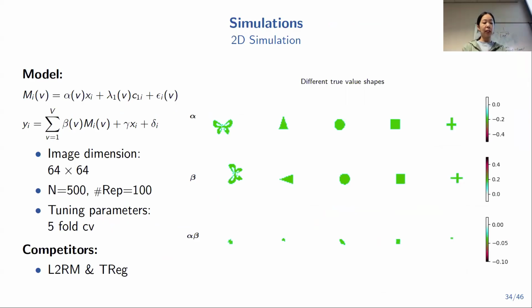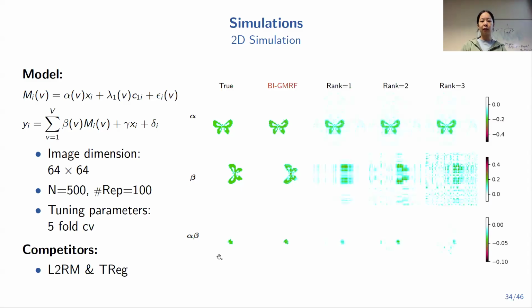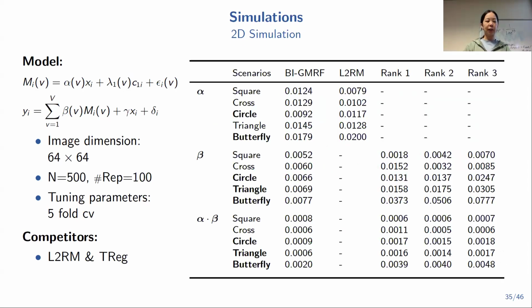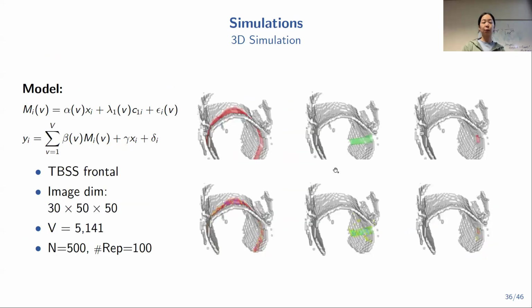So we did some simulation in two-dimensional space. Here we show the two parameters, beta, alpha, and alpha times beta multiplied together in 2D space. The simulation is quite nice. Here are our estimates, and here are the estimates from our competing methods. And from the RMSE, our method also looks quite nice, especially for complicated true value shapes like the butterfly. For the square, the low rank method still works well because those are by nature low rank shapes. We also did some 3D simulation because our real data is in 3D, and it also works quite well.